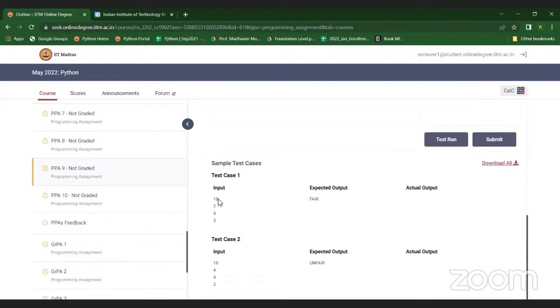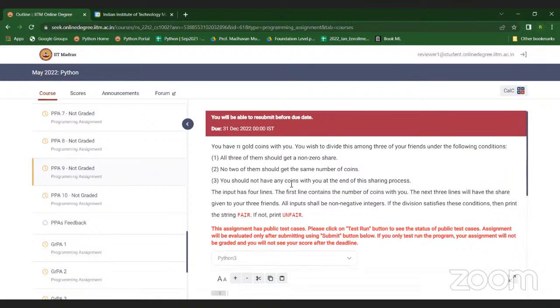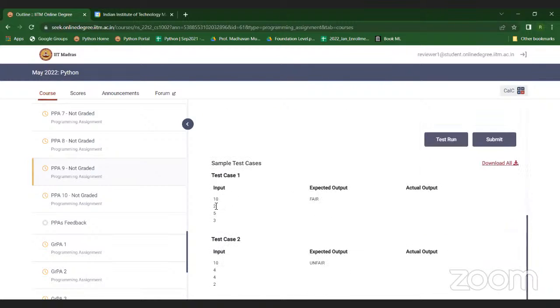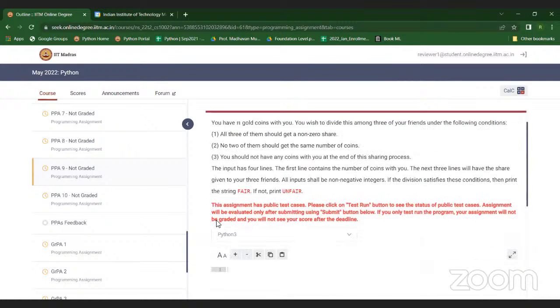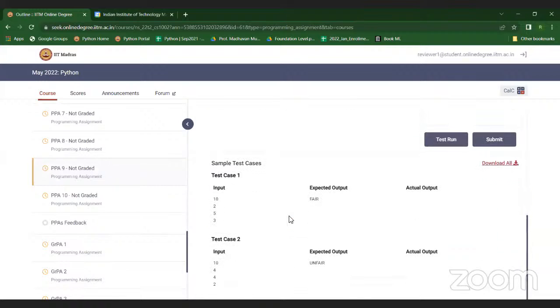So I have 10 coins. The first condition is all 3 of them should get a non-zero share. My friends got 2 coins, 5 coins, 3 coins, so they all got a non-zero share. The first condition is satisfied, right? The second condition is that none of them should get the same number of coins. 2 is not equal to 5, 5 is not equal to 3, and 3 is not equal to 2. So none of them got the same number of coins.